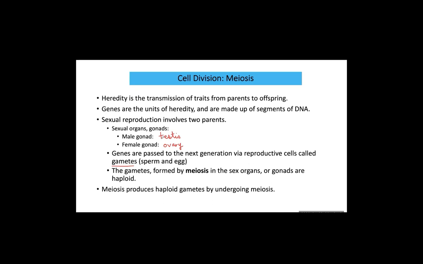For example, the male gonad, the testes, undergo meiosis, then they produce sperm. The female gonad, the ovary, undergoes meiosis to produce a gamete, which is called an egg. So the gametes, such as sperm and egg, are produced by meiosis from the gonads. And meiosis produces haploid gametes.